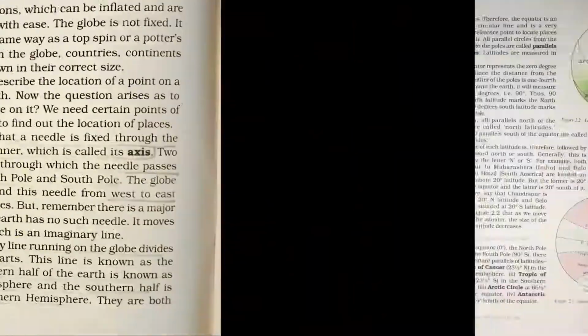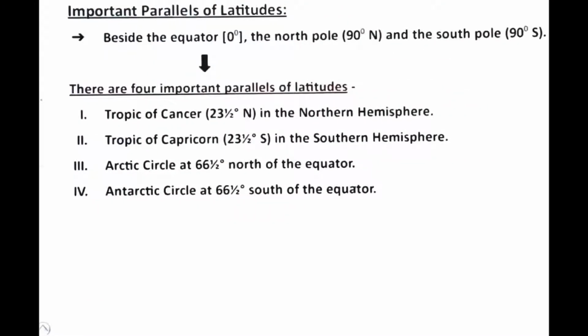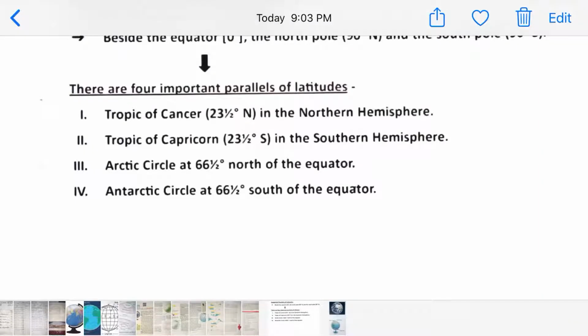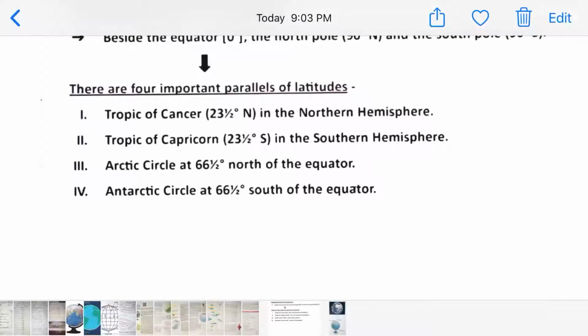The equator is given. There are also other important latitudes. Besides the equator at 0 degrees, there are the North Pole at 90 degrees and the South Pole at 90 degrees. There are four important parallels of latitude. The Tropic of Cancer, located at 23.5 degrees north, the Tropic of Capricorn, 23.5 degrees south, the Arctic Circle at 66.5 degrees north, and the Antarctic Circle at 66.5 degrees south.